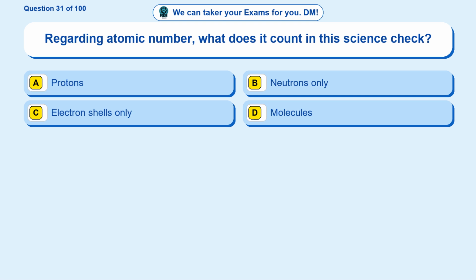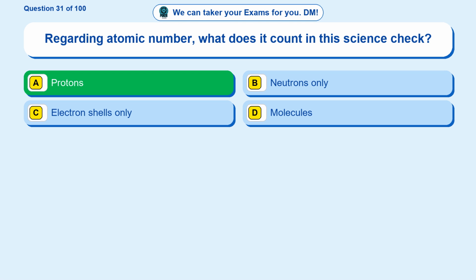Question 31. Regarding atomic number, what does it count in the science check? Option A, protons. Option B, neutrons only. Option C, electron shells only. Option D, molecules. The correct answer is option A.